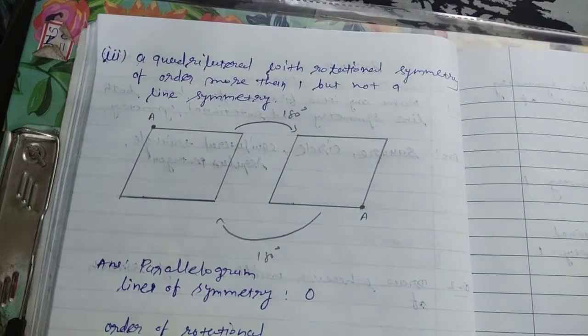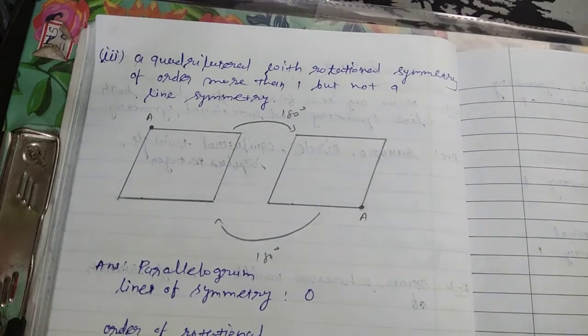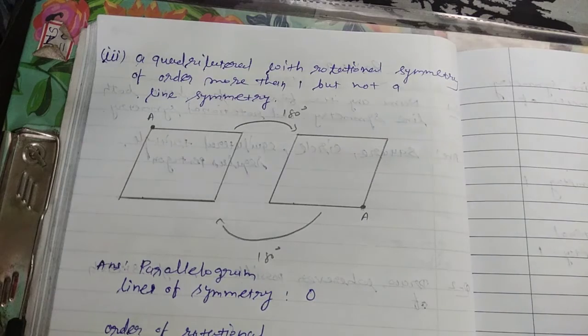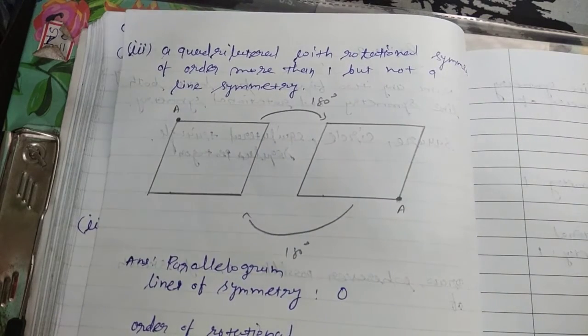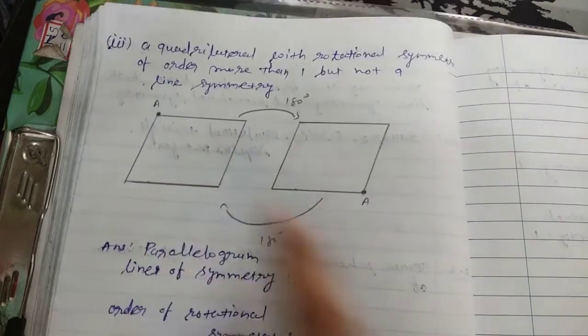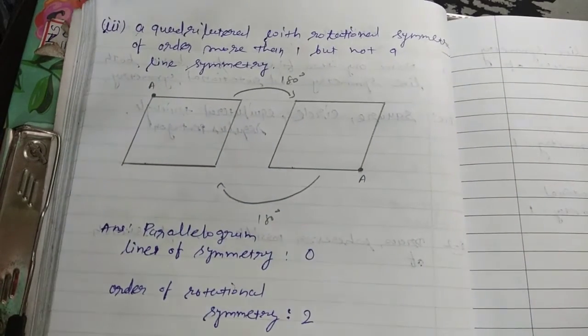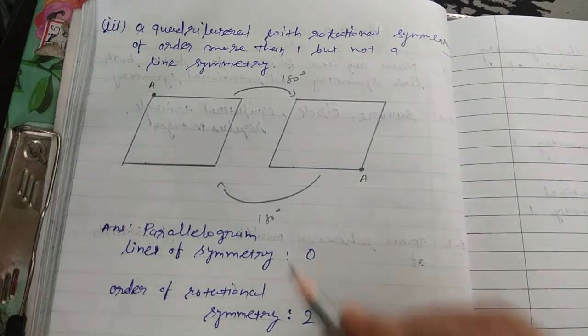Number 3. A quadrilateral with rotational symmetry of order more than 1 but not a line symmetry. So we have to find a quadrilateral which has rotational symmetry of order more than 1 but no line of symmetry. In quadrilaterals, we have two which have 0 lines of symmetry. One is a simple quadrilateral and another one is a parallelogram. If we take a parallelogram, we get an order of rotational symmetry which is more than 1, which is 2.